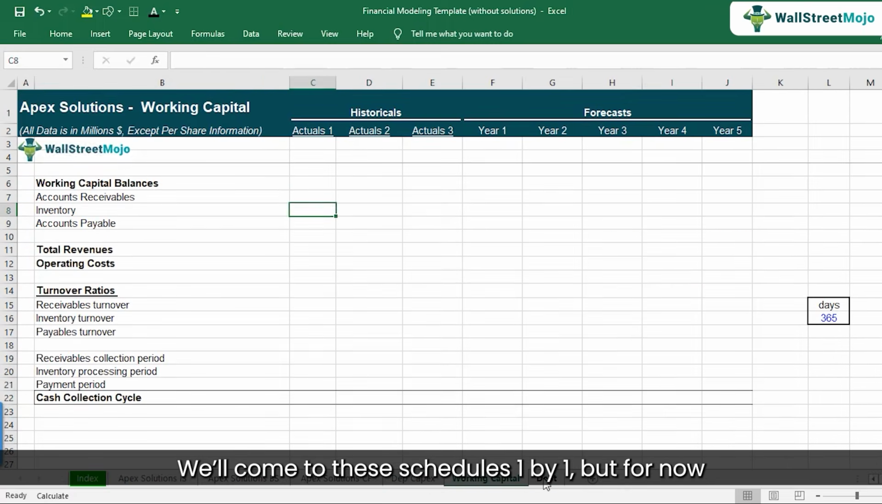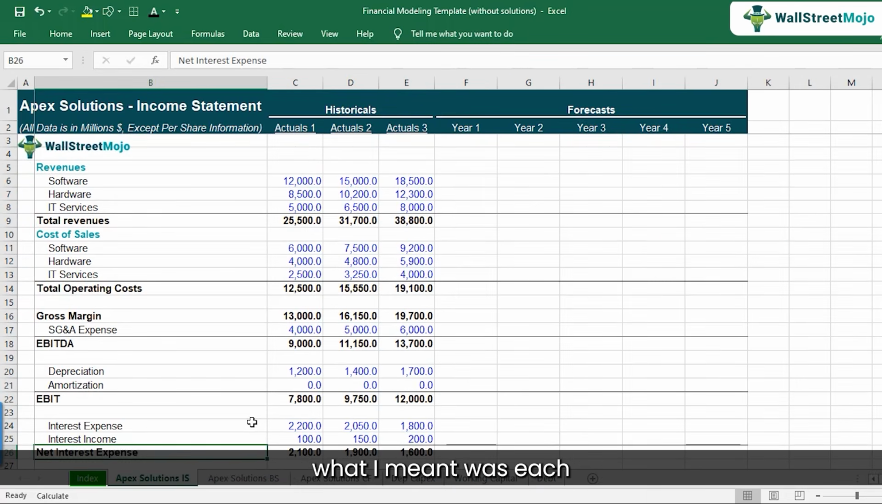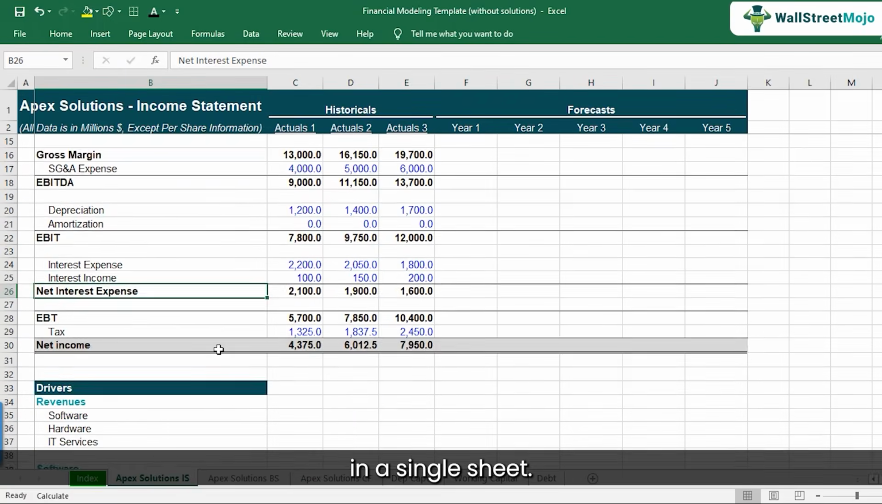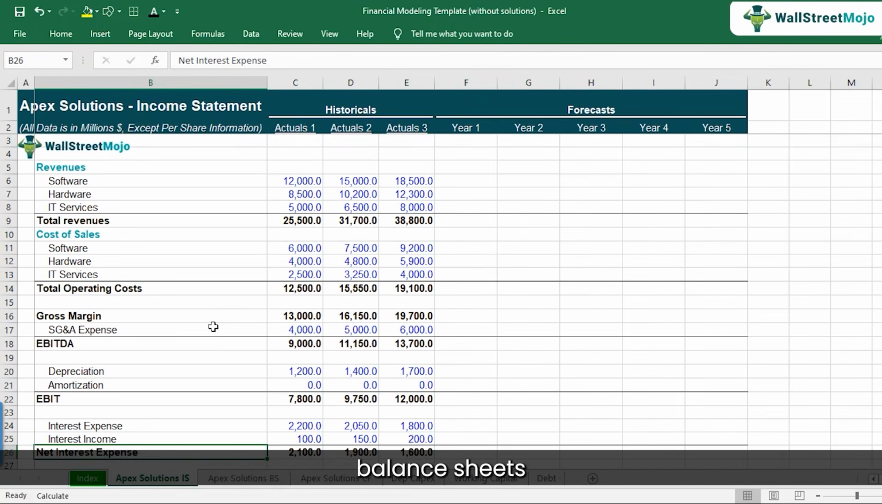We'll come to these schedules one by one, but for now, what I meant was each sheet has a different objective. The other analyst, whom I have seen very low in number, creates a full financial model in a single sheet. So a single sheet will have all the details of the income statement, balance sheets, cash flows, and all the other details as well. I feel that's more complex because you will struggle to find the objective of each of these areas within the single sheet, and it goes deep into a single sheet.